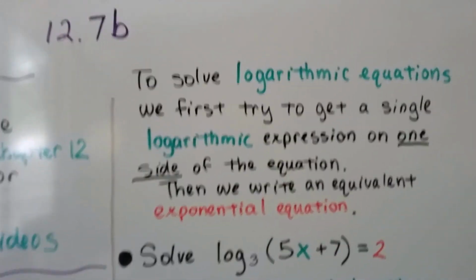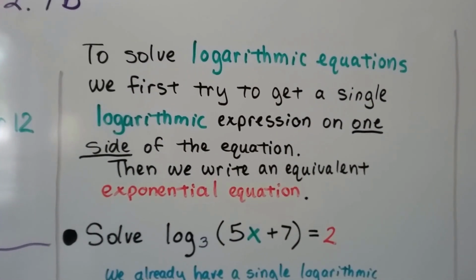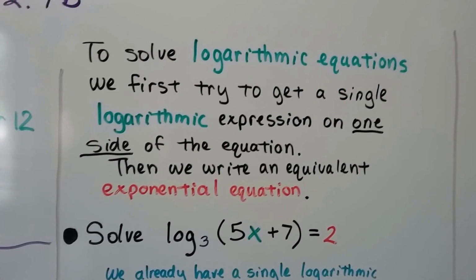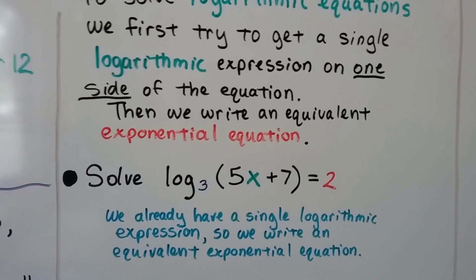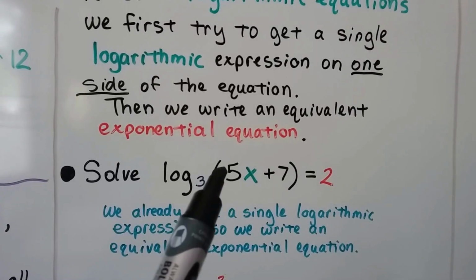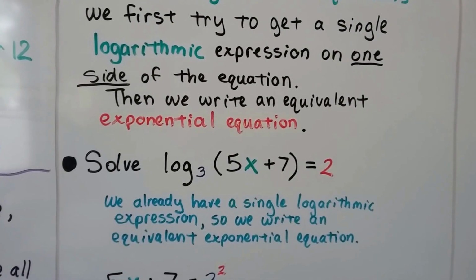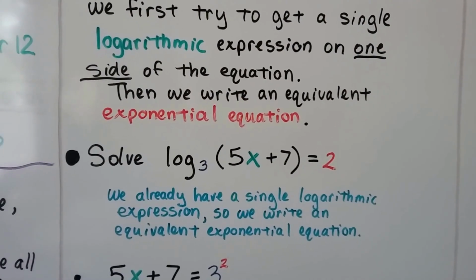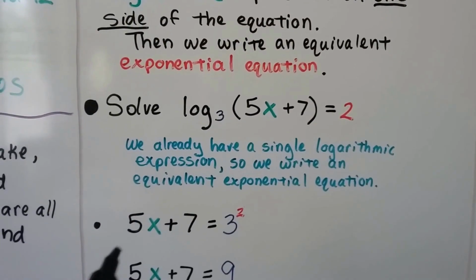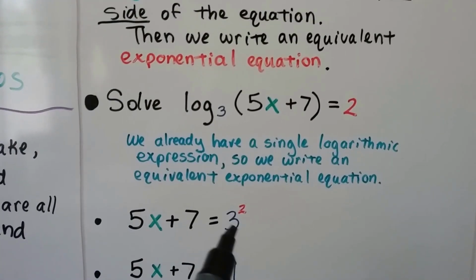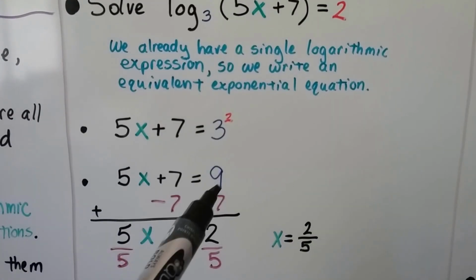To solve logarithmic equations, we first try to get a single logarithmic expression on one side of the equation, and then we write an equivalent exponential equation. So to solve log base 3 of 5x plus 7 equals 2, we already have a single logarithmic expression. So we write an equivalent exponential equation. We can see the base is 3 and our exponent is 2. So we've got 5x plus 7 equals 3 squared. That's going to be a 9, isn't it?